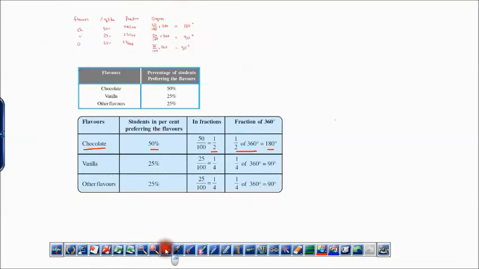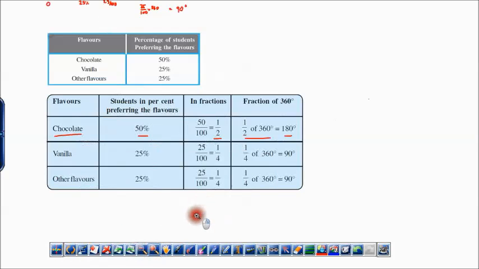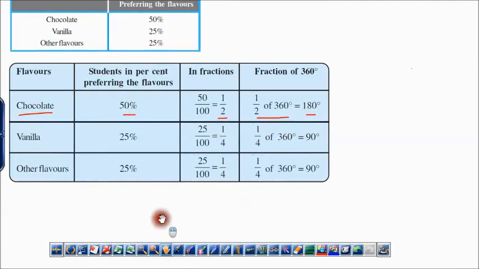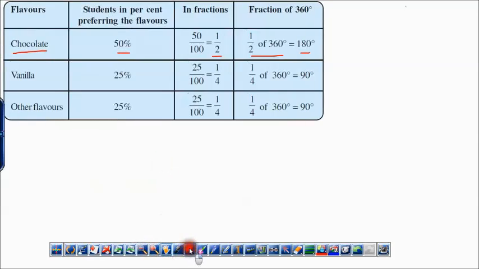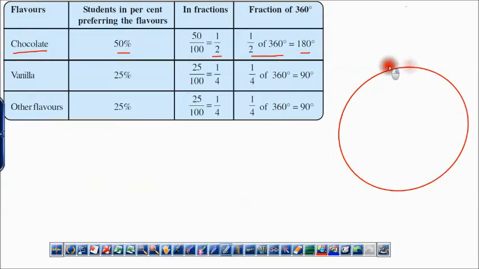Now I'll show you how to draw the pie chart of this thing. After your table is ready, you have to draw a circle of 3, 4 or 5 centimeter radius. Any radius you can take. Draw a circle.